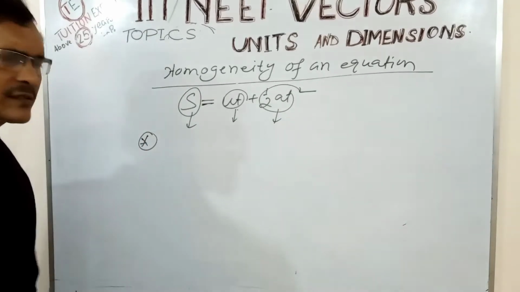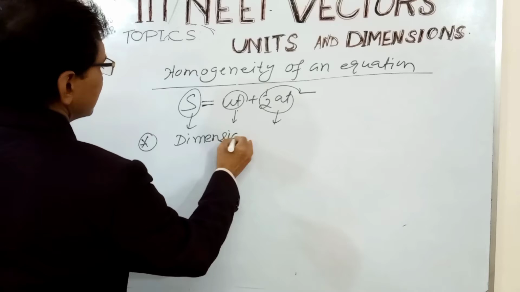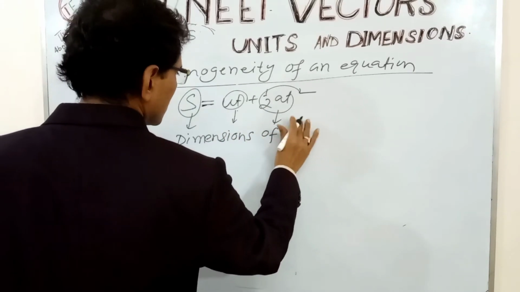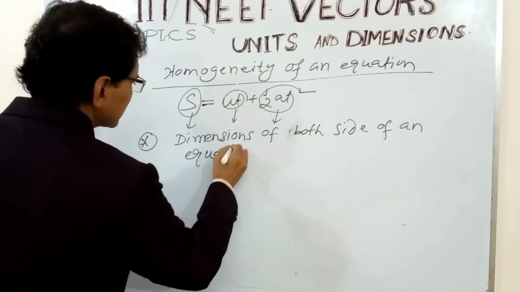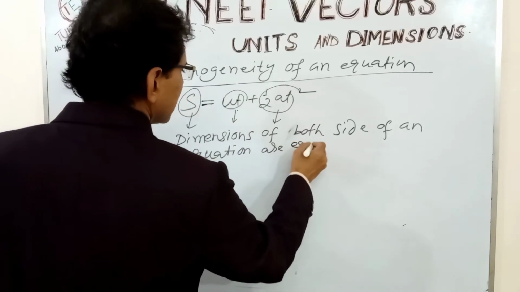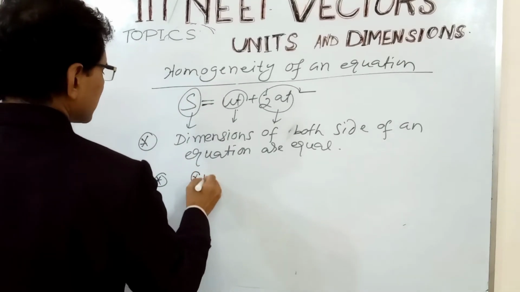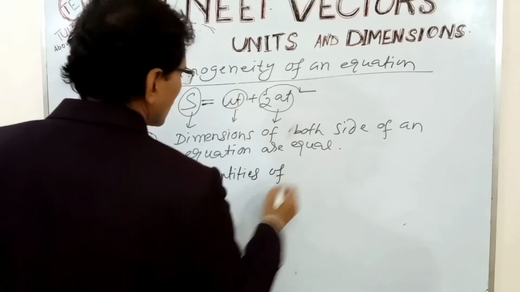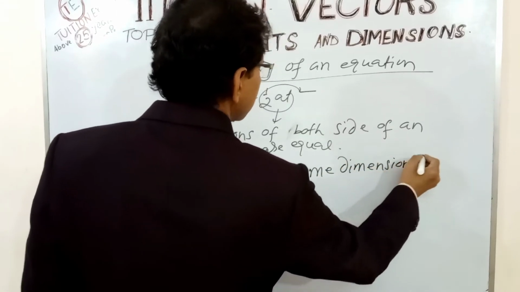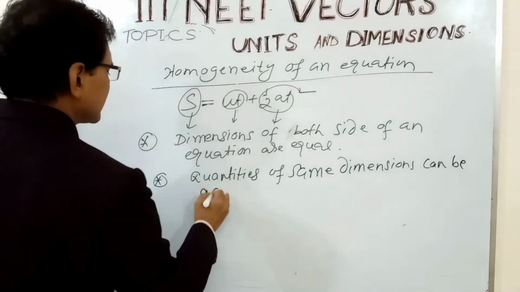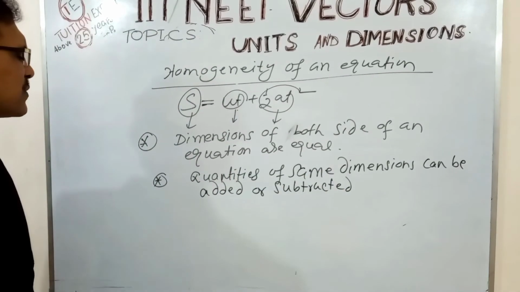So two important points we have to remember. First, the dimensions of both sides of an equation are equal. Second, quantities of the same dimensions can be added or subtracted.